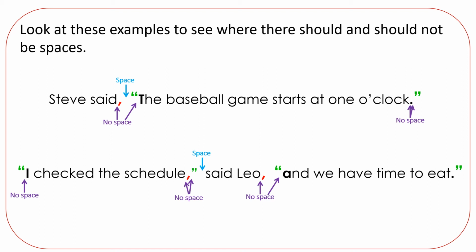Then there's no space between Leo and the comma, and in the next quotation part, there's no space between the quotation mark and and, but there is a space between the comma and the quotation mark. At the end, it's the same as in the last sentence, there's no space after eat before the period, and there's no space after the period before the quotation mark.